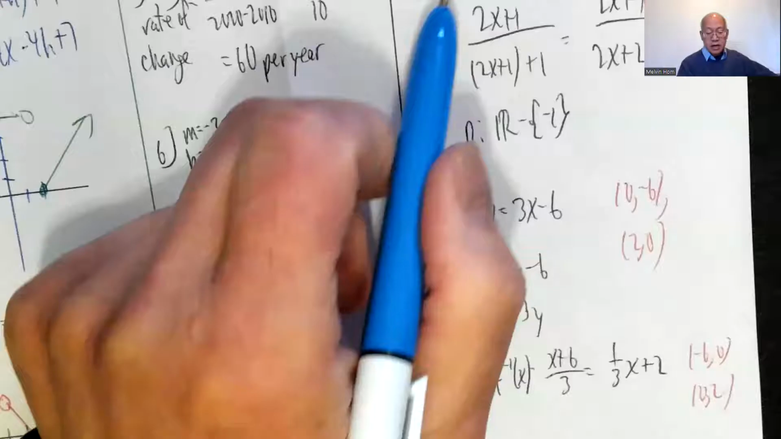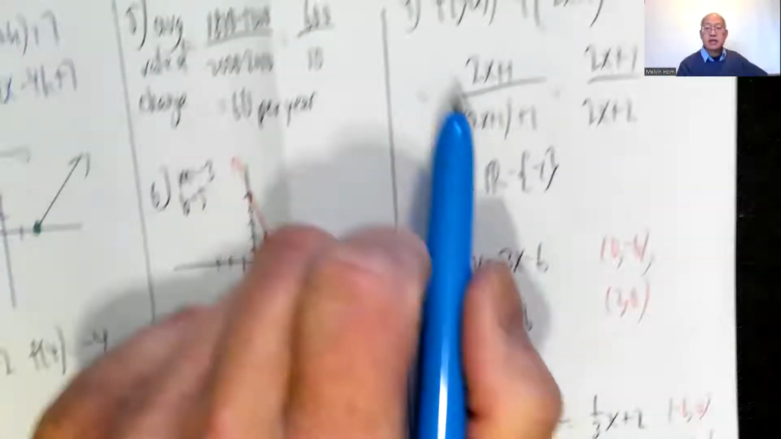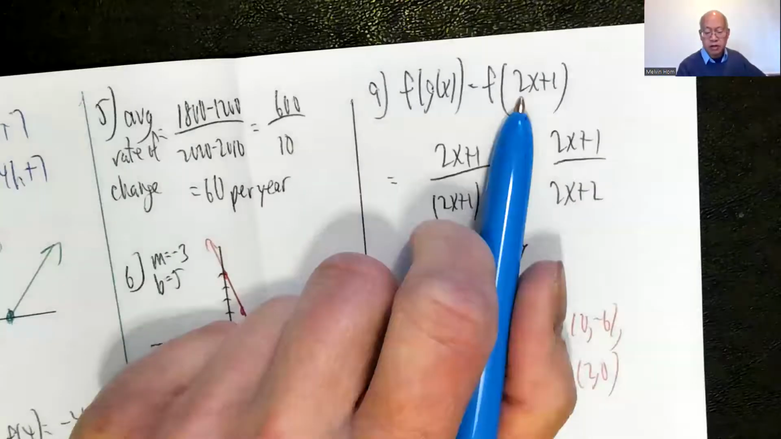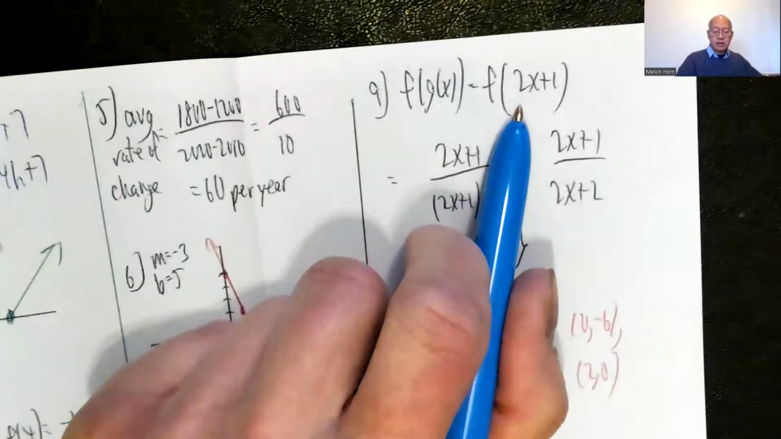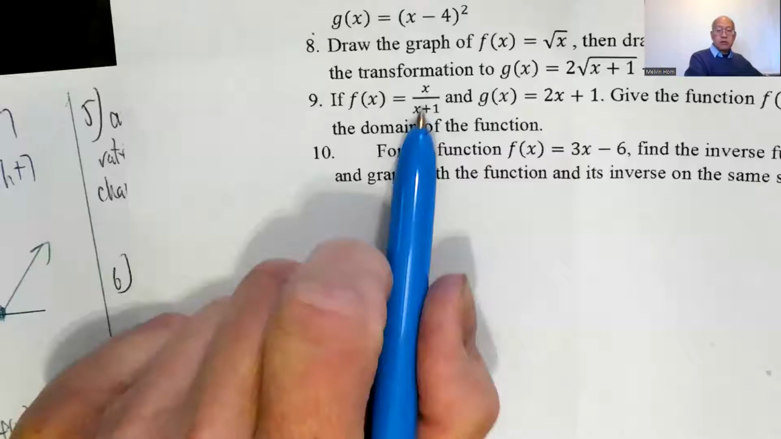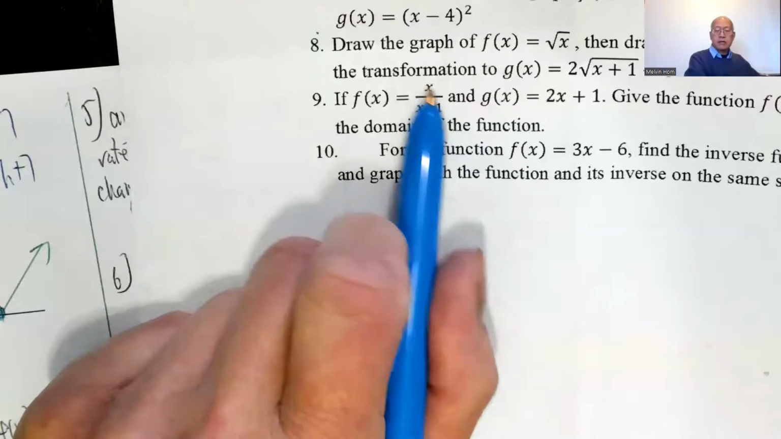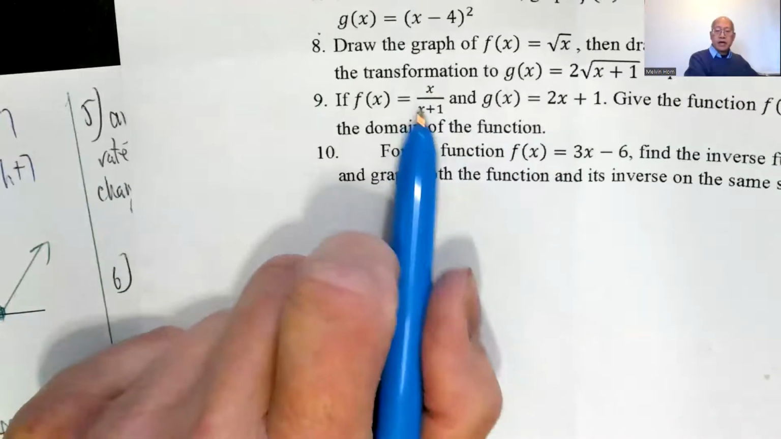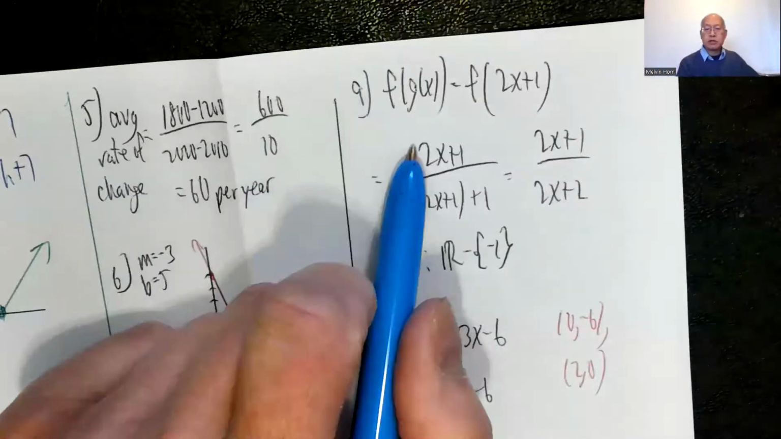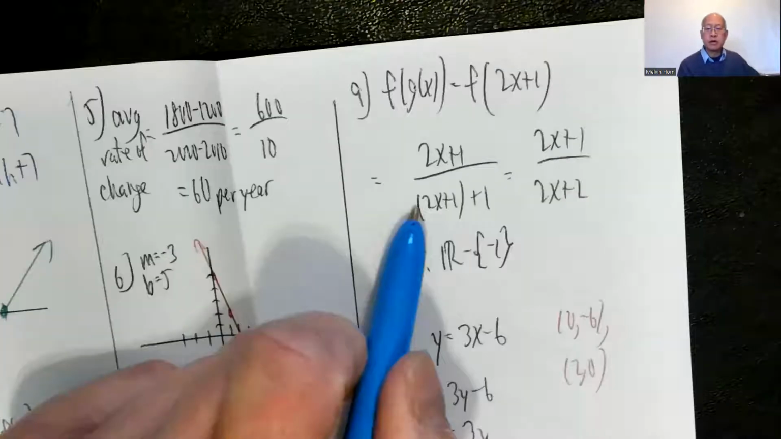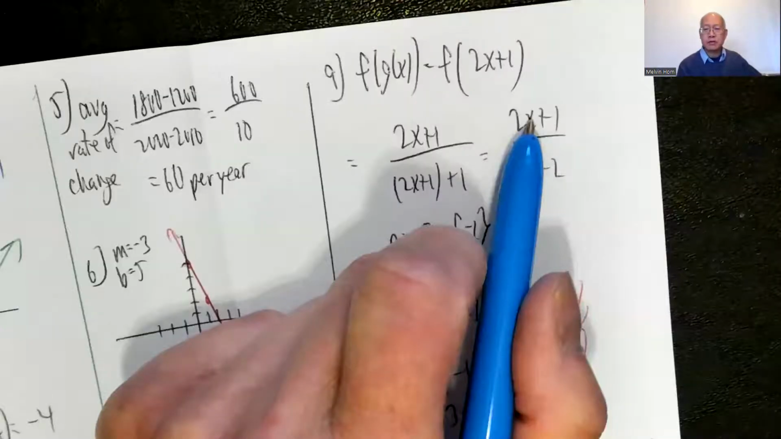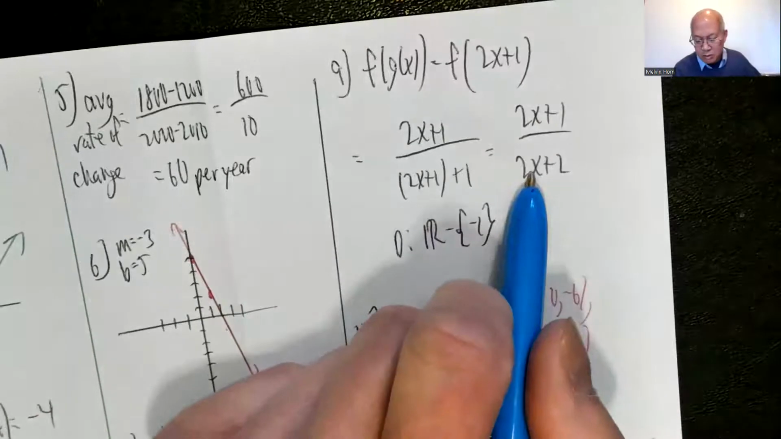Okay, number 9, f of g of x is f of 2x plus 1, and then 2x plus 1 goes right there. Pretend you erase that x, put 2x plus 1, erase that x, put 2x plus 1. So it's 2x plus 1 over 2x plus 1 plus 1. That comes out to be 2x plus 1 divided by 2x plus 2.